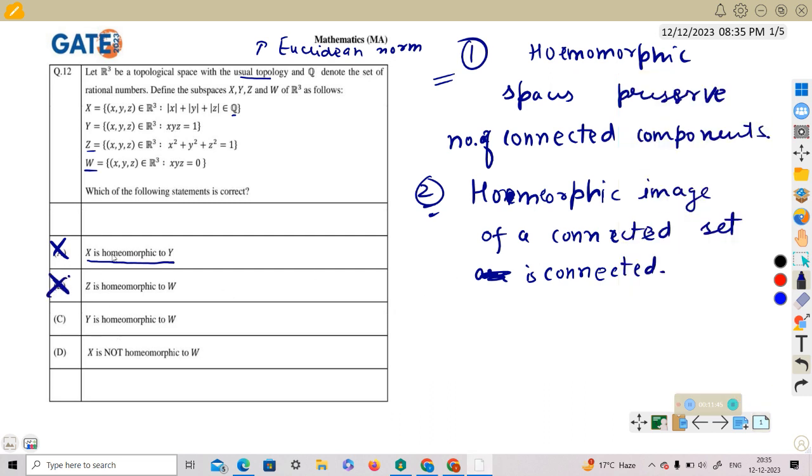Is Y homeomorphic to W or not? We have seen that Y is not connected while W is connected, so this cannot be possible. So the only last option is that X is not homeomorphic to W, which is true because W is a connected set and X is not connected.